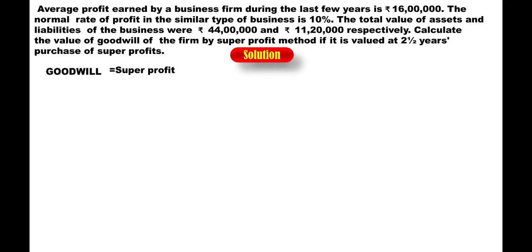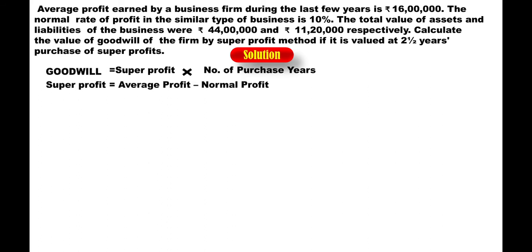Now, goodwill equals super profit multiplied by number of purchase years. Super profit equals average profit minus normal profit. If we read the question very carefully, we can easily see that the average profit is already given in the question. Here on your screen you can see that it is 16 lakh, that is, the average profit is already given.